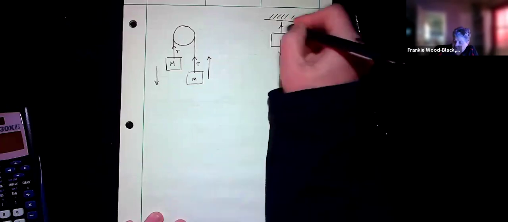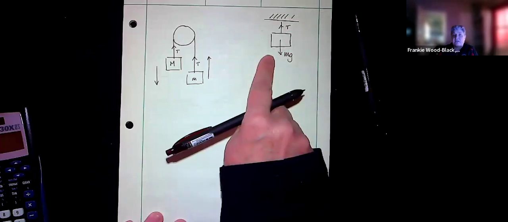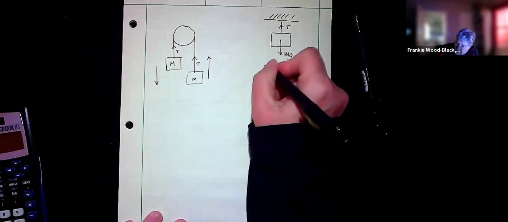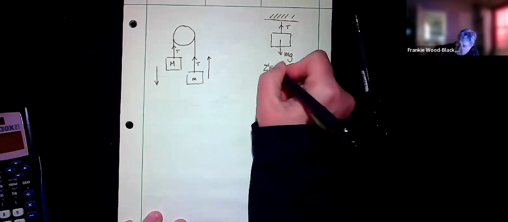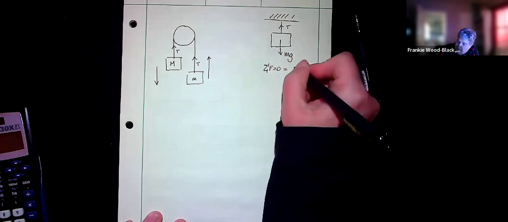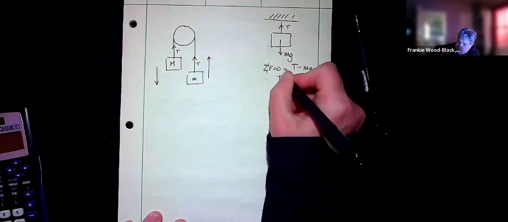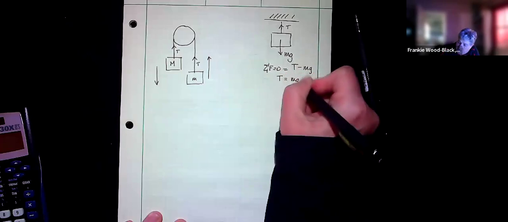And we've got tension in the rope. And if this isn't moving anywhere, guess what happens? My sum of my forces has to equal 0. And my tension is going up, my weight is going down, so my tension is going to equal my weight.